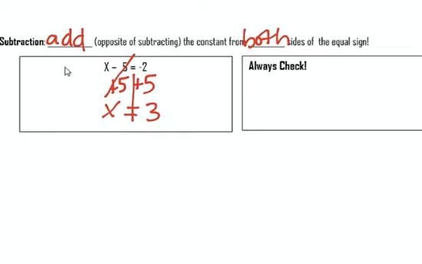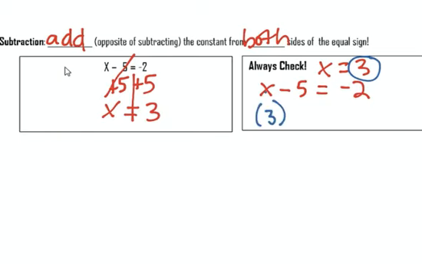Second thing I want to do is check. All right, x equals 3. Let's plug it into our original equation to double check we get negative 2. So I'm going to take that 3, and I'm going to plug it in wherever I see an x. 3 minus 5. And 3 minus 5 is negative 2. So negative 2 equals negative 2. That's a true statement. That's my check.